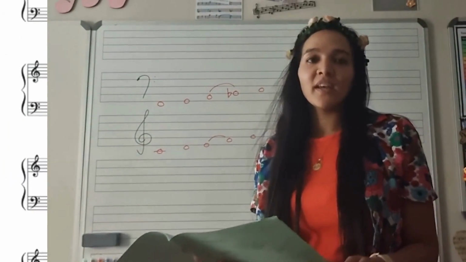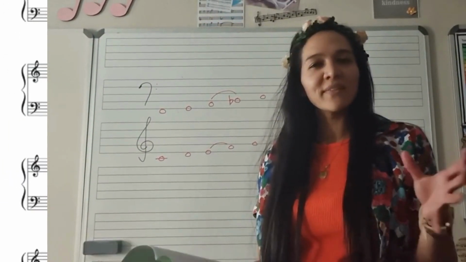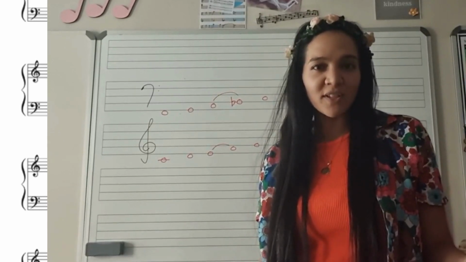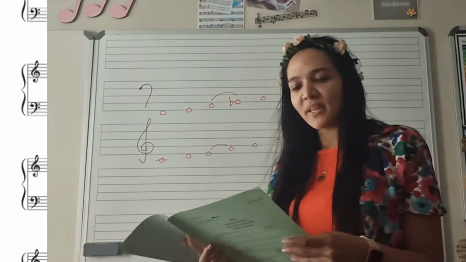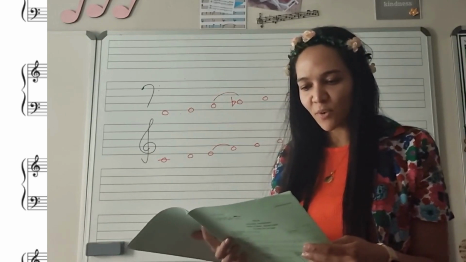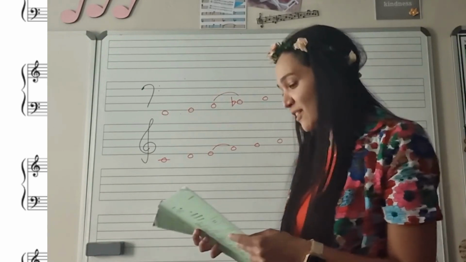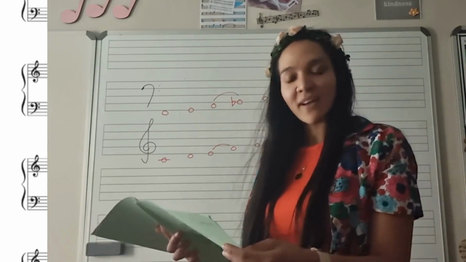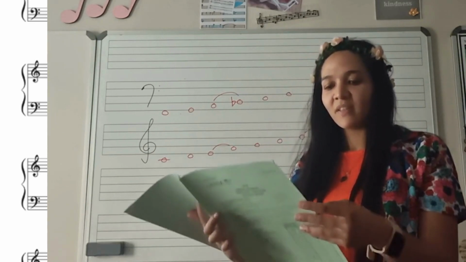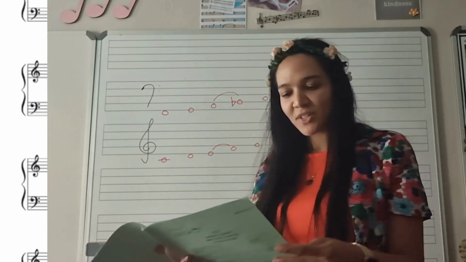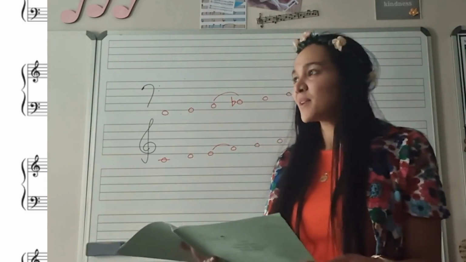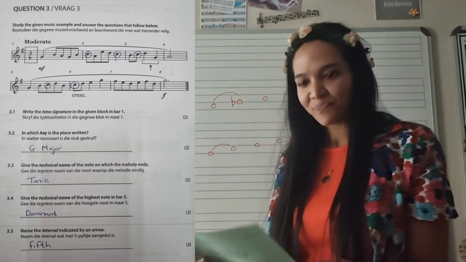In question 3 and in question 4, we are given music comprehension examples. So question 3, they say here, study the given music example and answer the questions that follow below. So they give us a moderato example. 3.1, they ask, write the time signature in the given block. There we're going to go ahead and write 3/4.